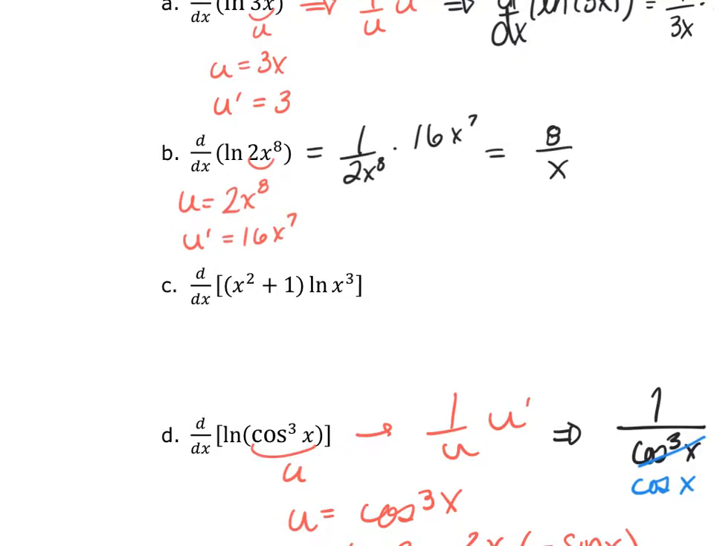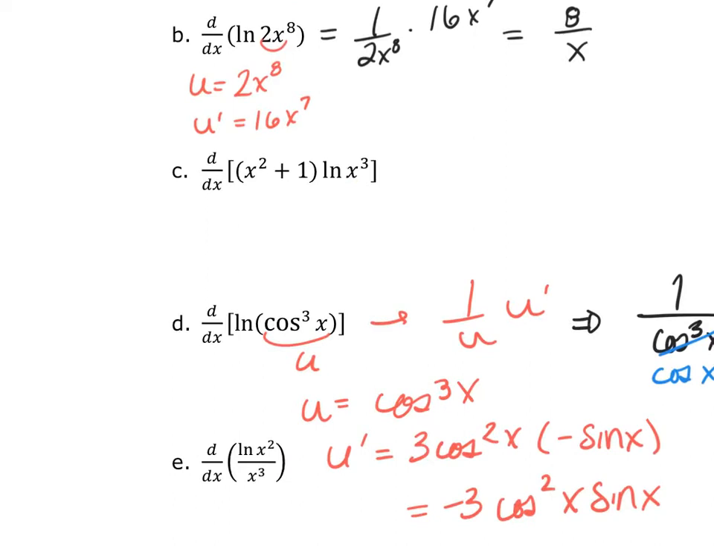How are we doing? Not too bad, I hope. This was the first one, but C threw me off. Okay, on C we have one of two options. Option A is we multiply through and still do the product rule. Option B is we just do the product rule. What do you all want to do? Let's just do the product rule. I'm going to label this as u. So u is equal to x squared plus 1. U prime is going to be 2x.